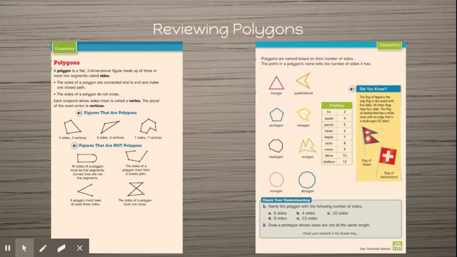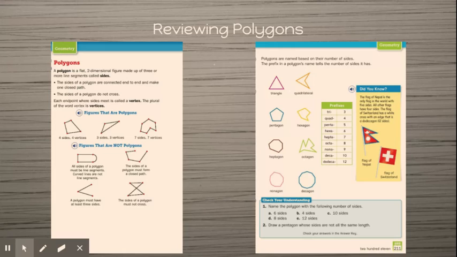So we need to know that a polygon is a flat two-dimensional shape made up of 3 or more line segments called sides. The sides of a polygon are connected end to end to make a closed path. The sides of a polygon do not cross. Each endpoint where sides meet is called a vertex. The plural word of vertex is vertices.